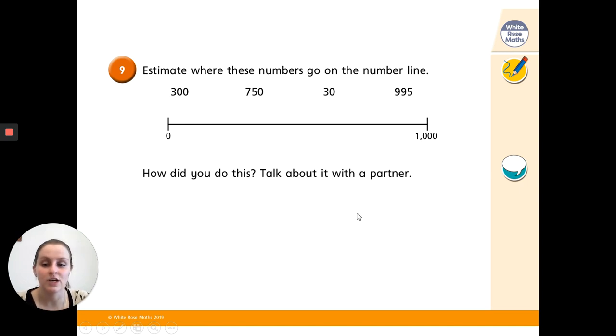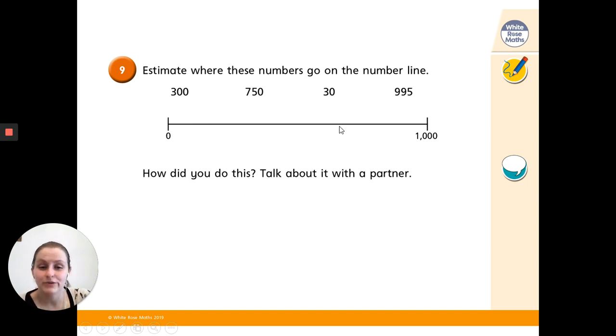So if you've got an adult around, or brother or sister, or someone else in the household who can help you with this, you might want to have a chat and just explain or figure out how you're going to work this out with them. So we've got 300, 750, 30, and 995.